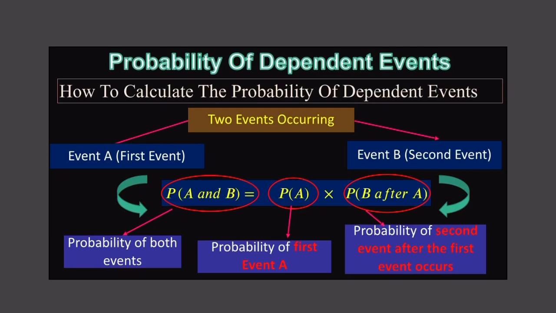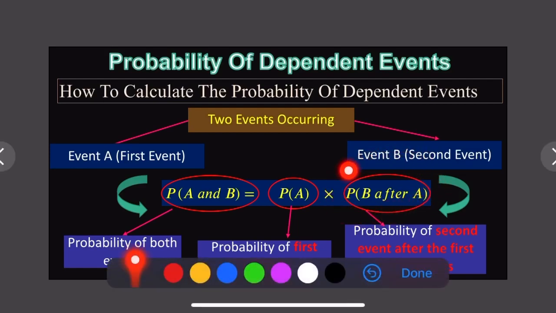Students, as you can see, there is a condition introduced here, isn't it? Somehow the first event will make a difference to the probability of the second event. Okay, so you will study conditional probability in detail in a later lesson.